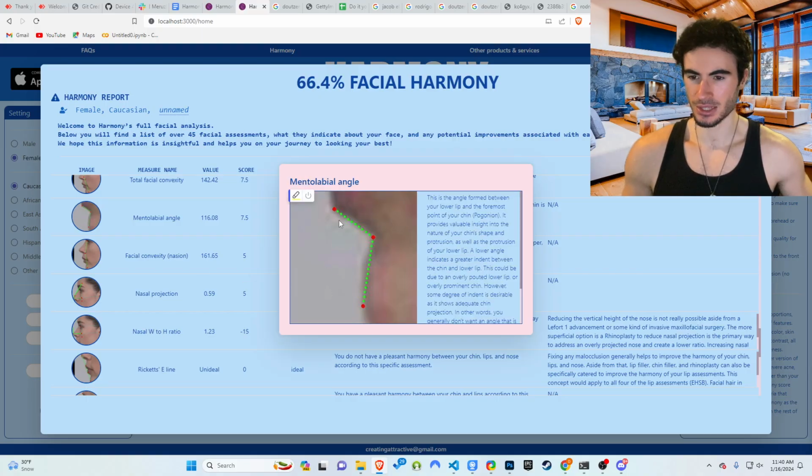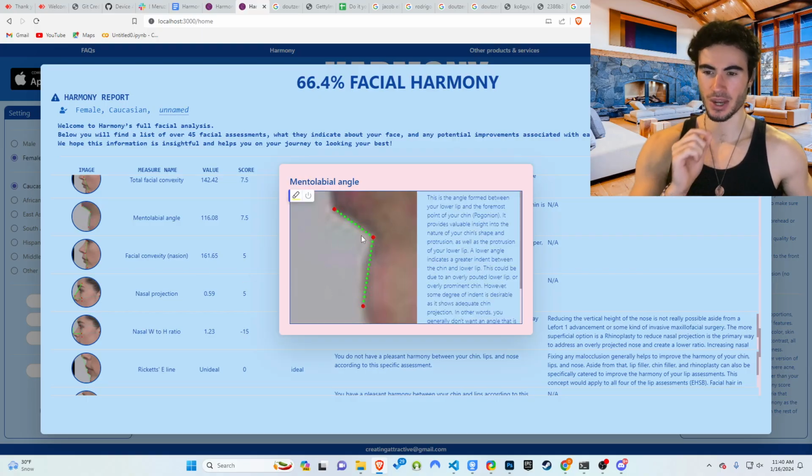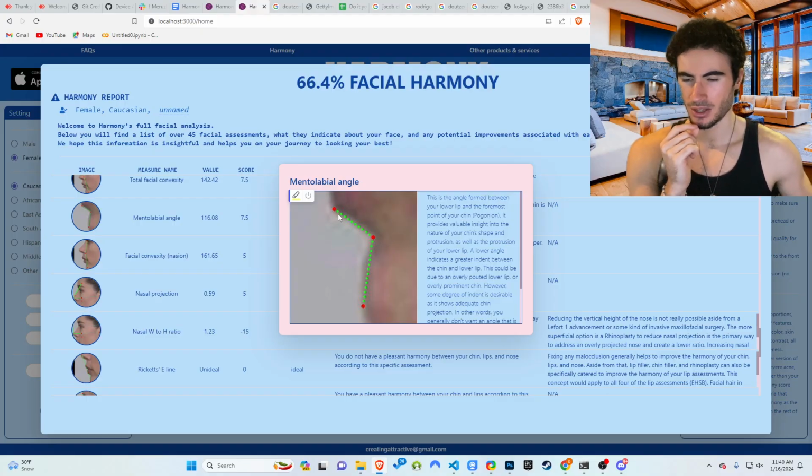This angle is slightly lower in females, even though males do have slightly more protrusive chins. The lower lip protrusion does affect this assessment. This is not a big deal though, so I would not, again, hold too much weight on this one.